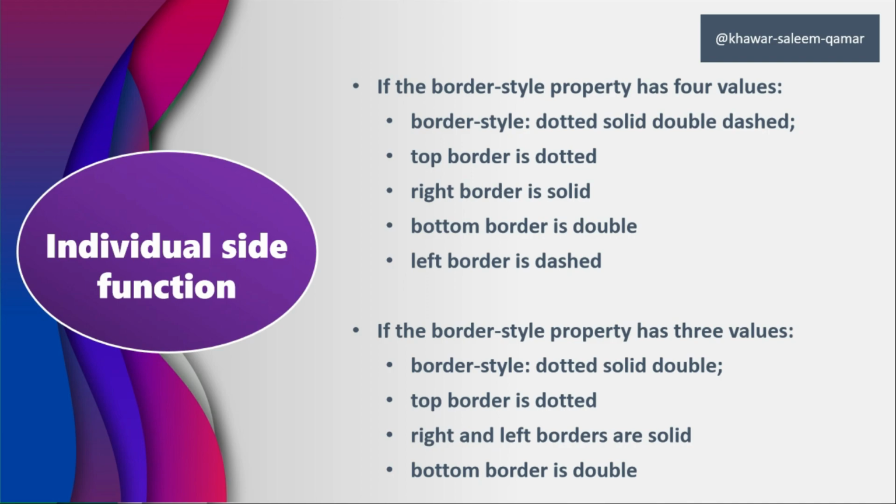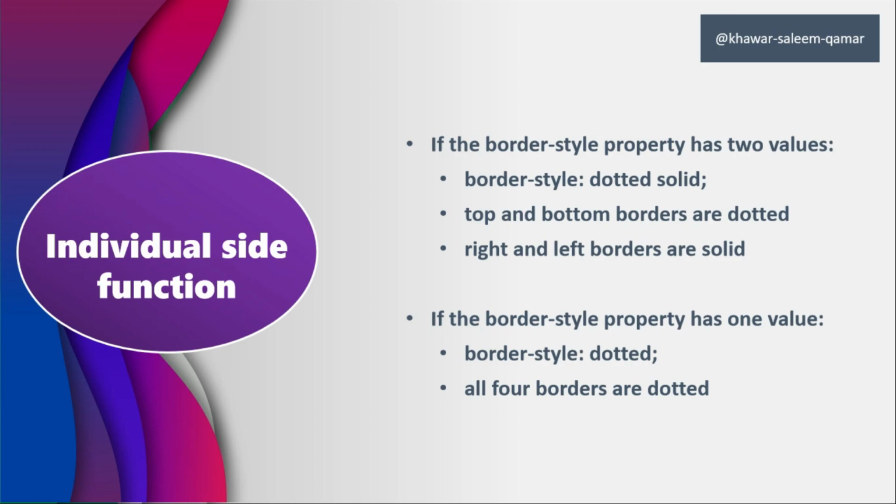And if you give only 3 values, the first value would be for the top border, the second value would be for both the left and right borders, and the third value would be for the bottom border. And if you give only 2 values in border style, then the first one would be for both top and bottom, and the second one would be for right and left. And if you give only 1 value, this value would be applied to all four borders.